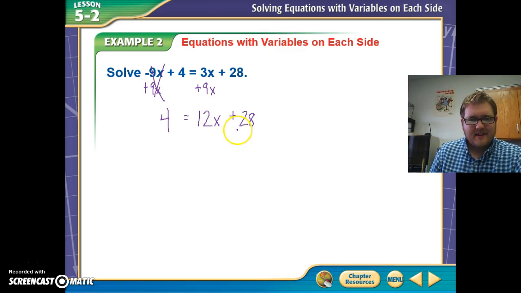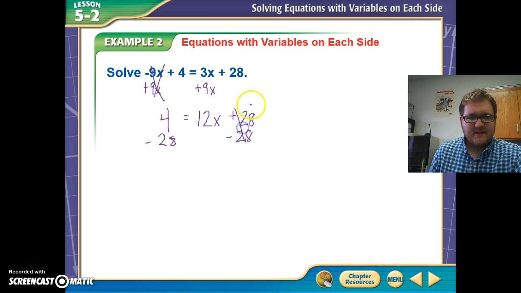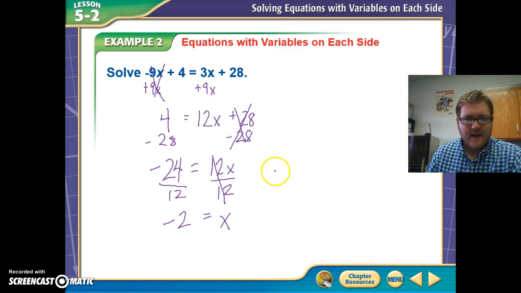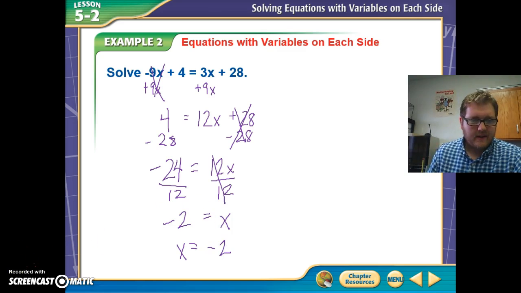Now I am going to have to deal with subtracting a bigger number from a smaller number, so 4 minus 28. But it didn't really mess me up. I just like to deal with the positive numbers. Sometimes you just have to choose what you deal with. So 28 minus 28 is 0. 4 minus 28 is negative 24, and that's equal to 12x. If I divide both sides by 12, I get negative 2 on the left, and I get 1x on the right. So my x value is negative 2, and if I put that in the equation, it should work out.